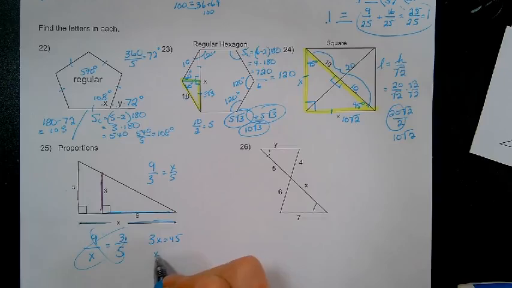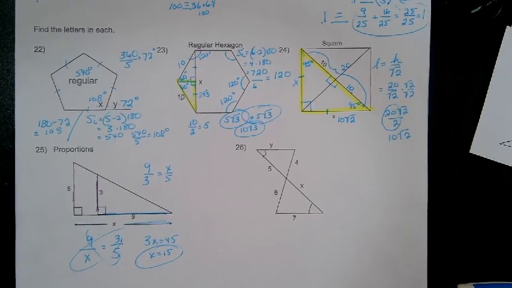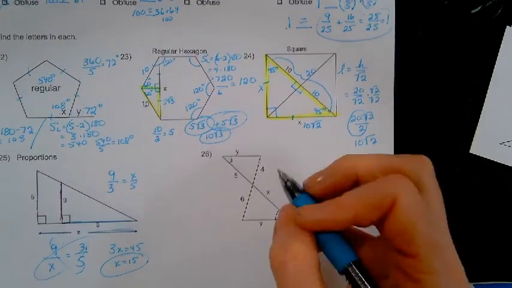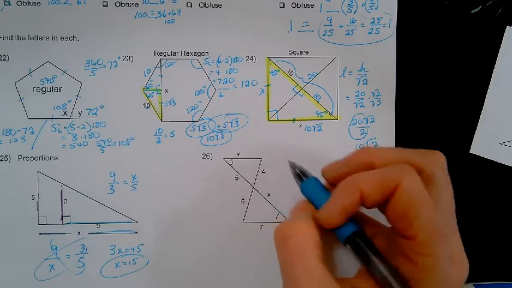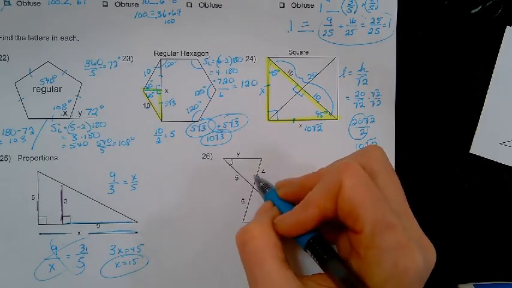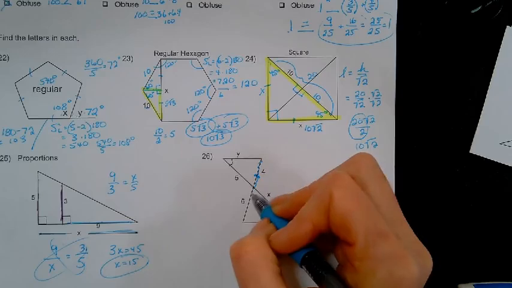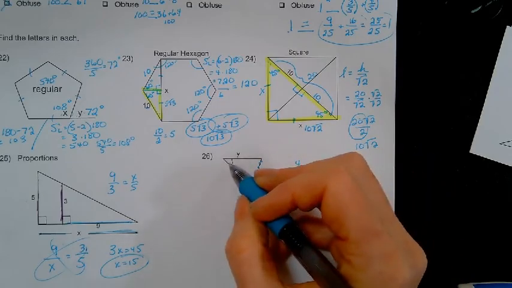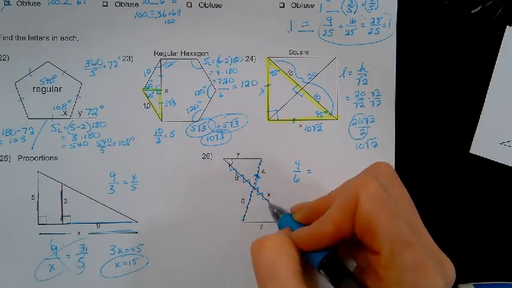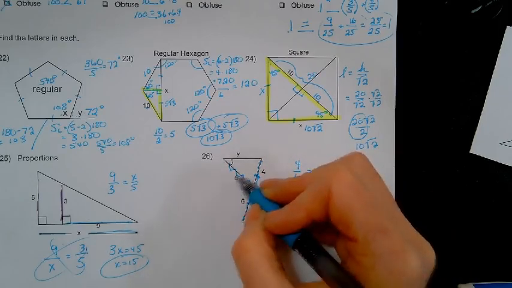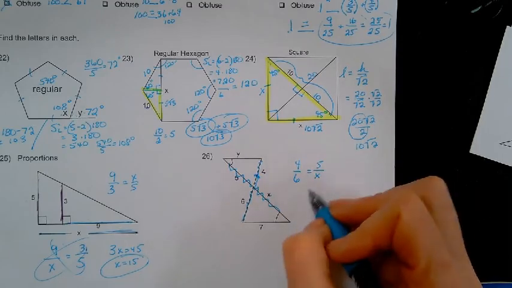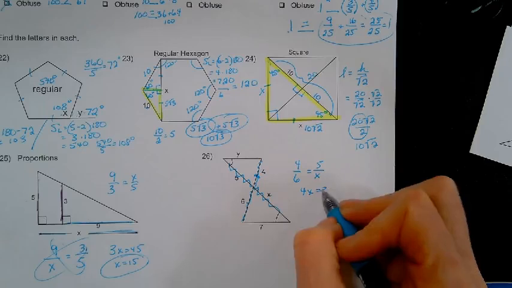Number 26 is also similar triangles. We can set up a proportion. So this side corresponds with this side. So 4 corresponds with 6 as 5 corresponds with x. Okay, I'm going to cross multiply and solve. 4x equals 30. X equals 30 over 4, which is 15 over 2. So x is 15 over 2.